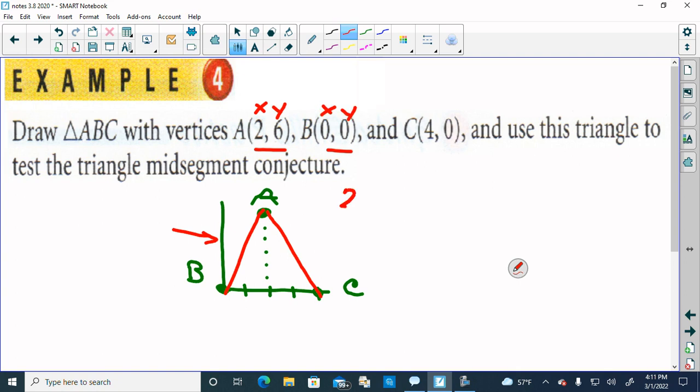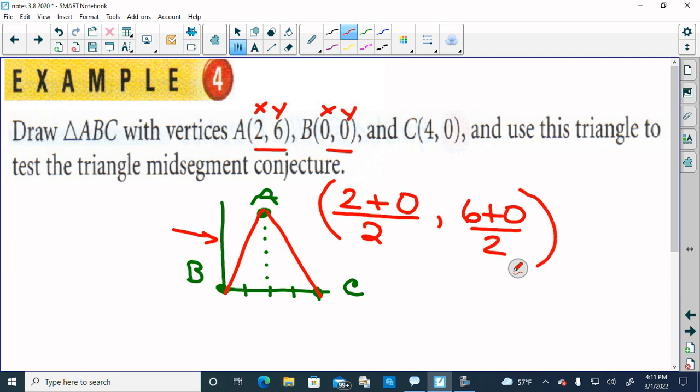Okay, so if I added 2 and 0, my other x, and then we divide them by 2, because you're finding the middle of that line, not the distance of that line. Okay, so that's your x coordinate. And now you do that same thing with the y. So the y, we would take 6 plus 0, and divide it by 2. So this would give me the coordinates of my midpoint.